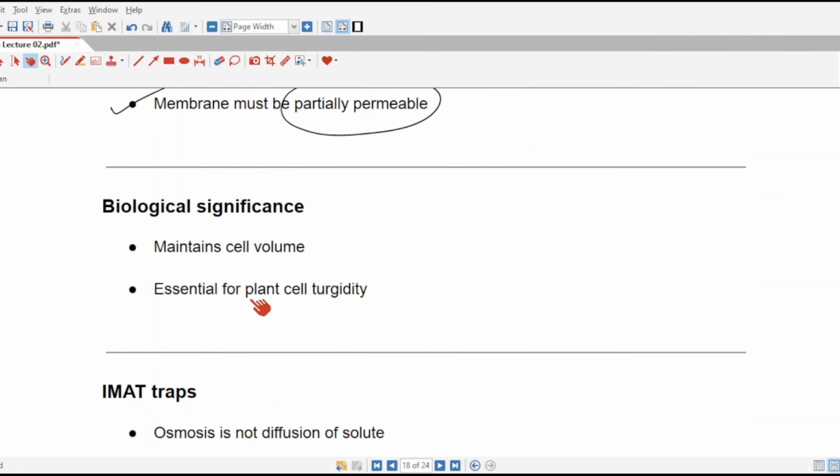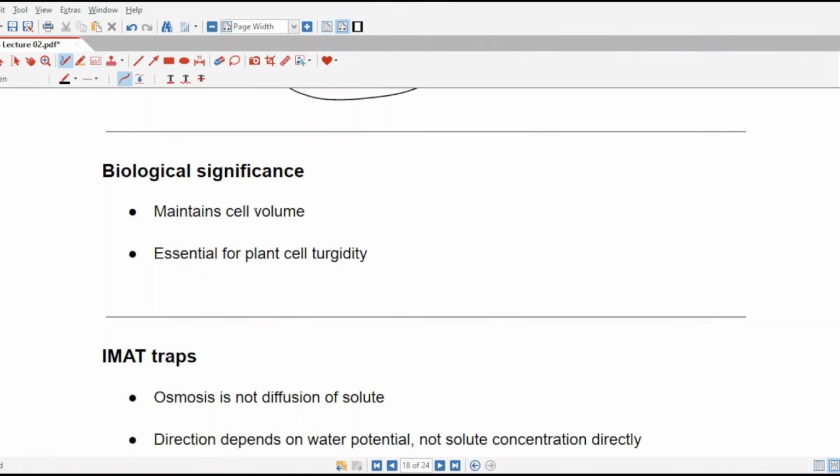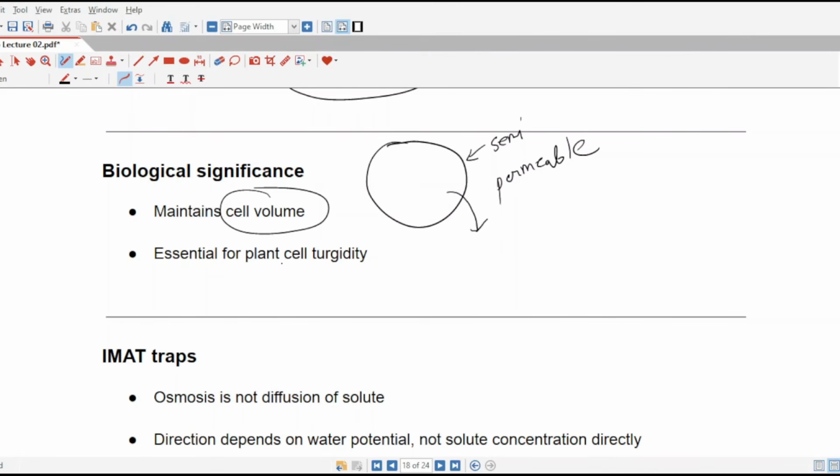What is the biological significance? This osmosis maintains cell volume. How does it do it? Let's say a cell has overload of fluid, and at that moment, with the help of osmosis, the fluid will go out and vice versa. Why is the fluid only going out, not the particles? Because the cell membrane is semi-permeable, and it is essential for plant cell turgidity.